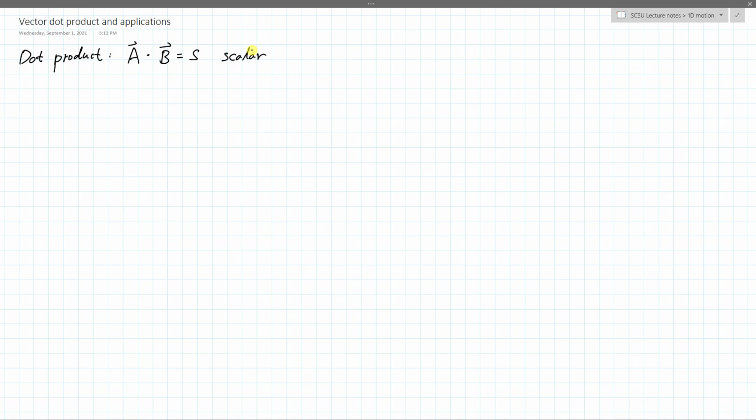So what do we do with it? Is there anything we can apply this to? Here's one example that we normally do a lot, which is to find an angle. We can find the angle between vector A and vector B using the dot product. So let's write this down. Applications: find the angle between two vectors.